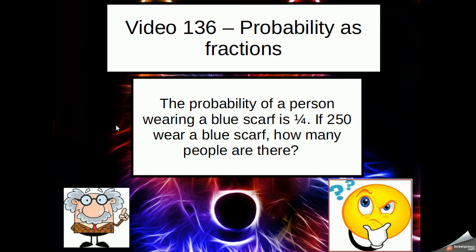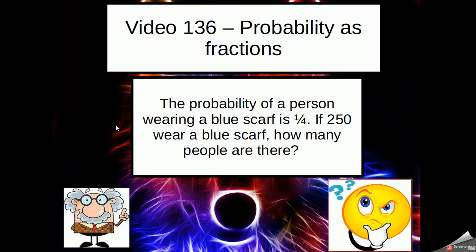Another question: the probability of a person wearing a blue scarf is a quarter. If 250 people have been found to be wearing the blue scarf, how many people are there altogether? So we're being shown the probability in fraction form. They might have told us 0.25, but in this case they've told us a quarter. But if the probability of choosing a person with a blue scarf is a quarter, then it means a quarter of the people must have a blue scarf.